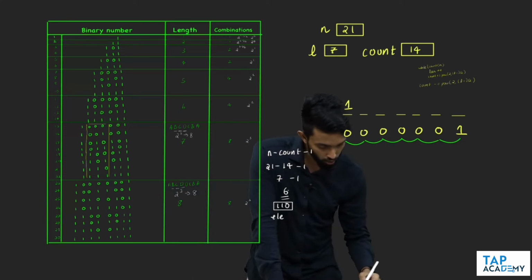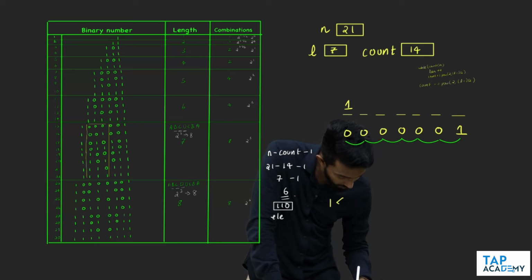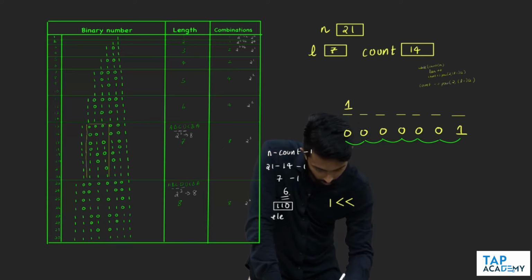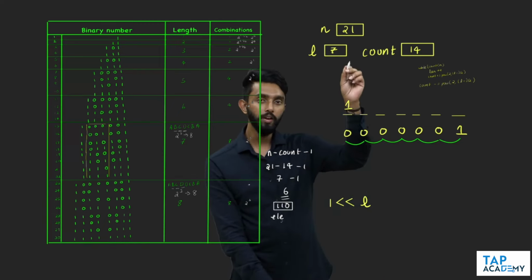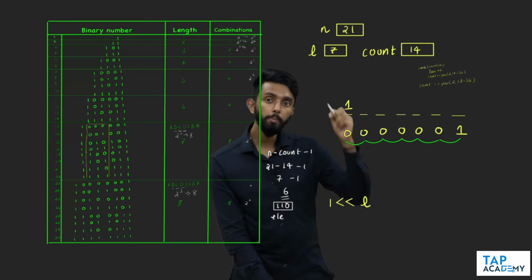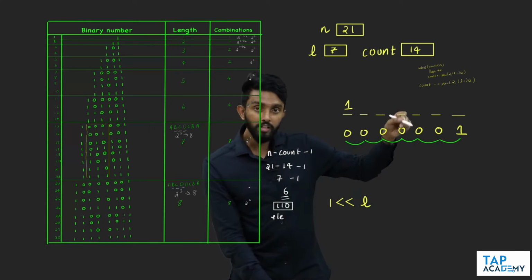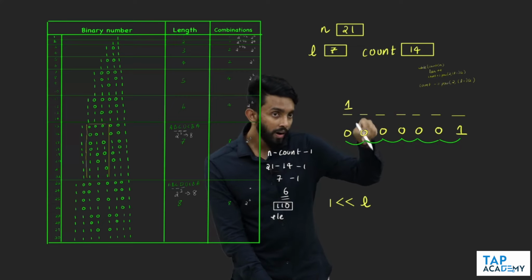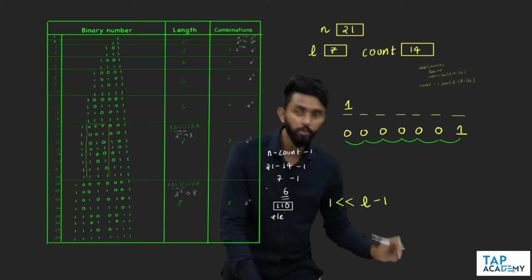Now, let us assume I do something like this, right? I do something like 1, left shifted by a total of L times. What is L? 7. But how many times shifting should happen? 6 times. So, would you agree? The number of shiftings that must happen is always 1 less than the length. So, would you agree? I can say L minus 1.